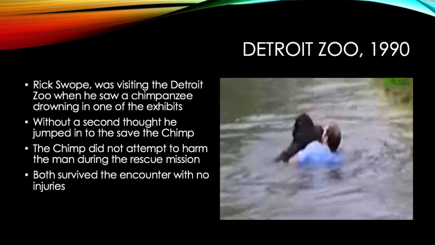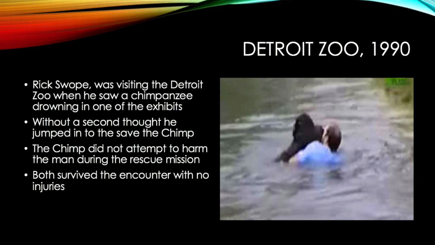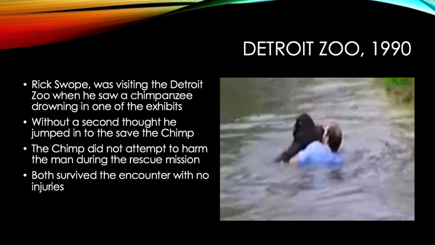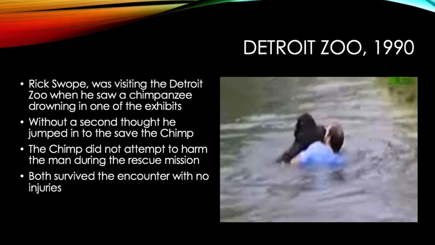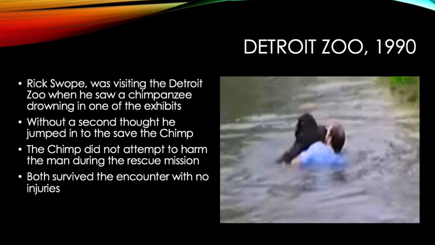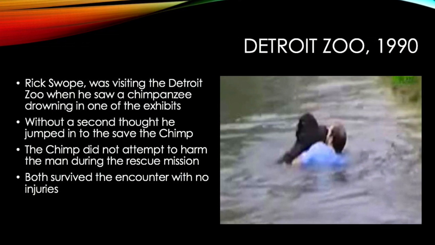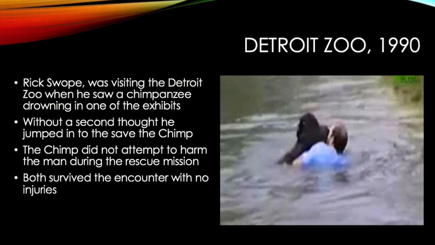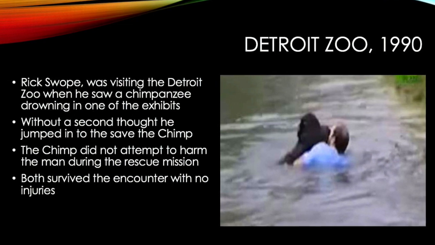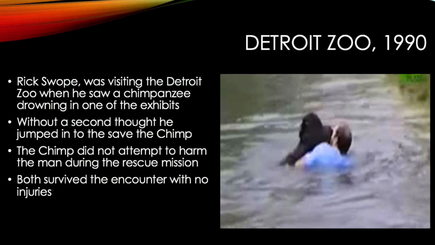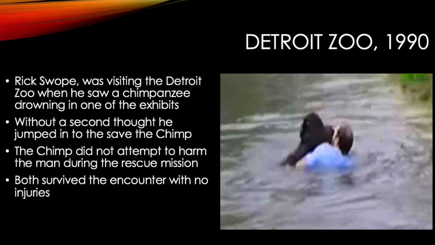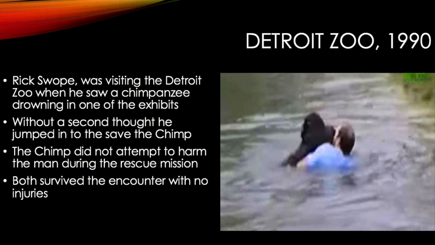This human-animal altruistic interaction is also seen on the other end, as displayed by humans. In 1990, Rick Swope, a truck driver, was visiting the Detroit Zoo when he saw a chimpanzee drowning in the exhibit's pool. The man reports he could not stand to watch the chimp fighting for his life, and without a second thought, he jumped into the exhibit to save the drowning chimp. He swam to the chimp and carried the 135-pound animal to the edge of the pool.